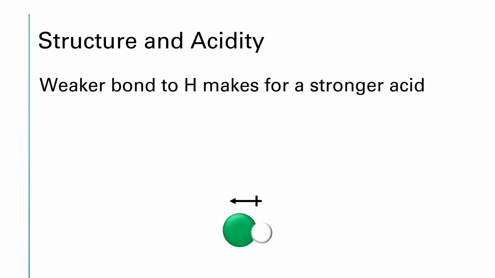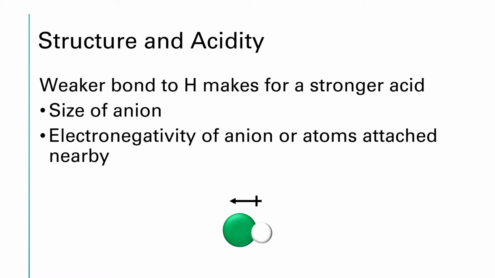There are two big factors that will affect that. The first of those is the size of the anion. So this would be, say, for the hydrohalogen acids or the ones where the other atom is a chalcogen. And the second factor is the electronegativity of either the anion itself, or in the case of organic acids, atoms that are attached nearby.